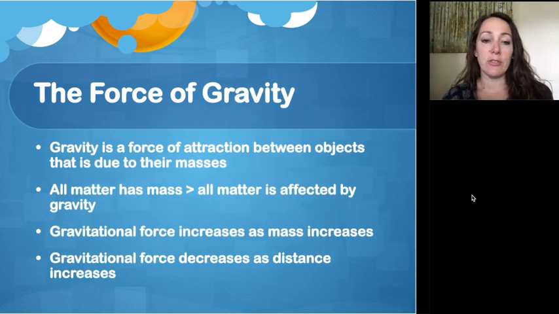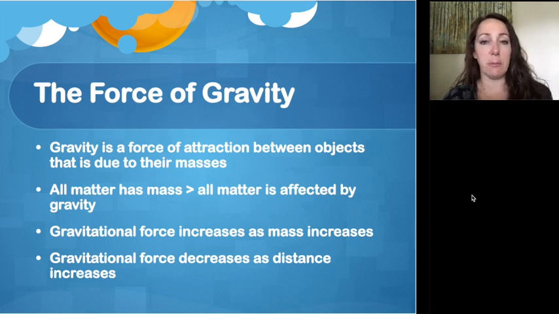We also have the force of gravity. Gravity is a force of attraction between objects that is due to their masses. All matter has mass, which means all matter is affected by gravity. Gravitational force increases as mass increases. So as something gets bigger and more massive, it has a greater gravitational force.